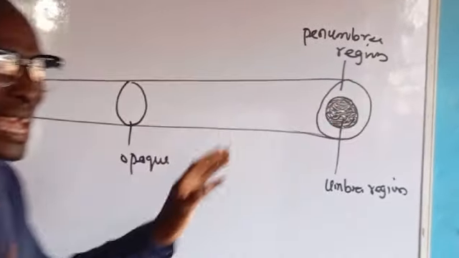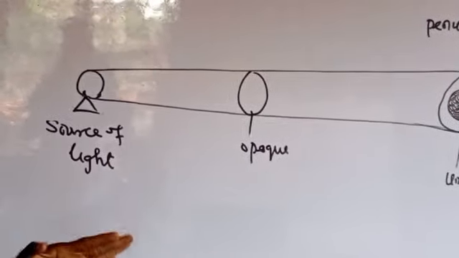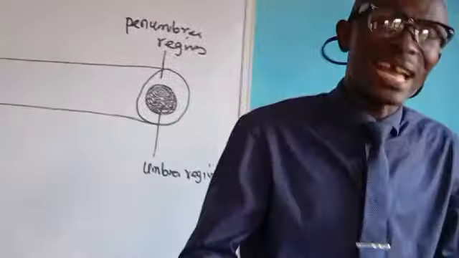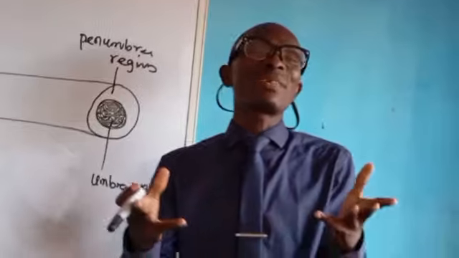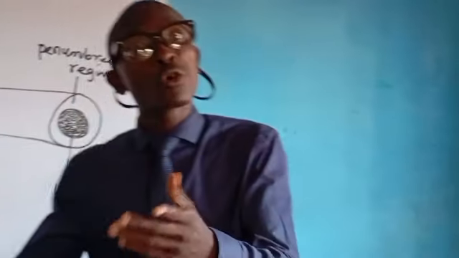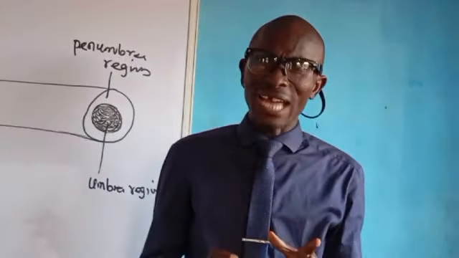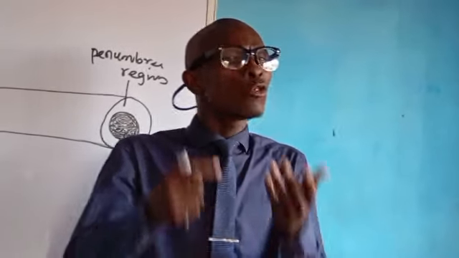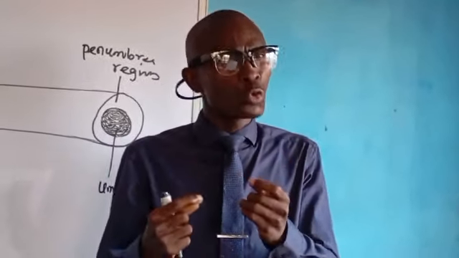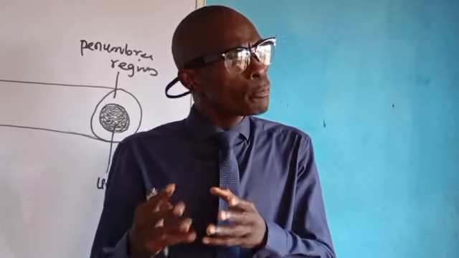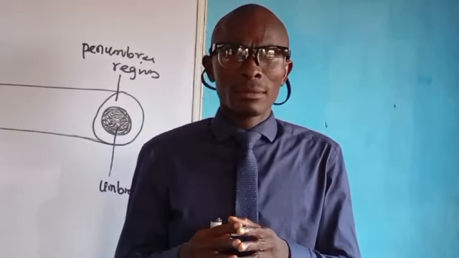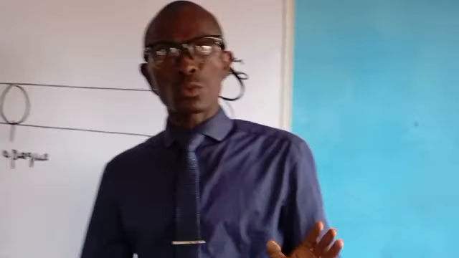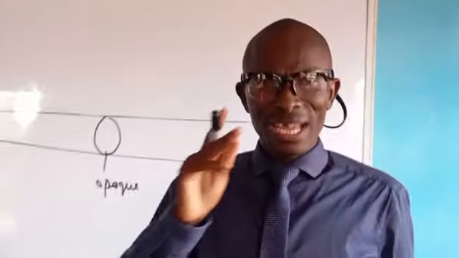So I want you to get it. With this, this is what we mean by shadow. If somebody asks you what a shadow is, a shadow is simply an area or region which light cannot reach. That is what I call a shadow. So you must get it. A shadow is as a result of what? An opaque object. It is produced by an opaque object. That is when we are talking about a shadow. Thank you. That is it.